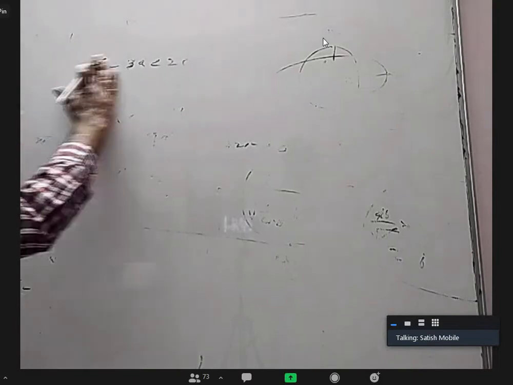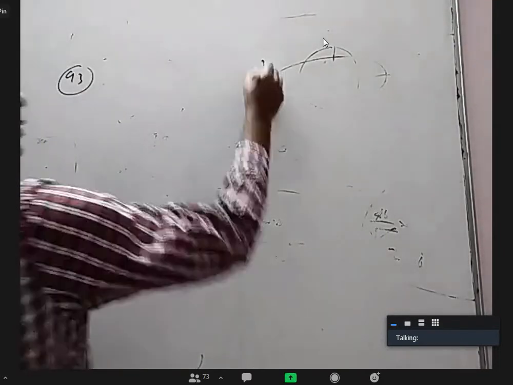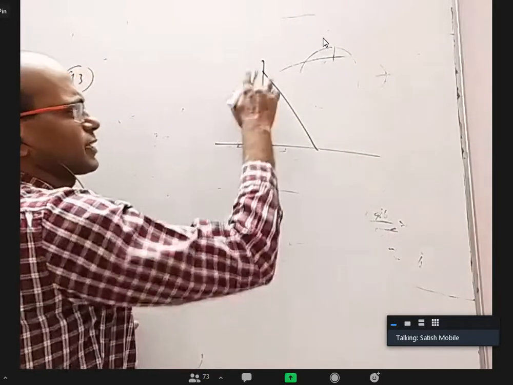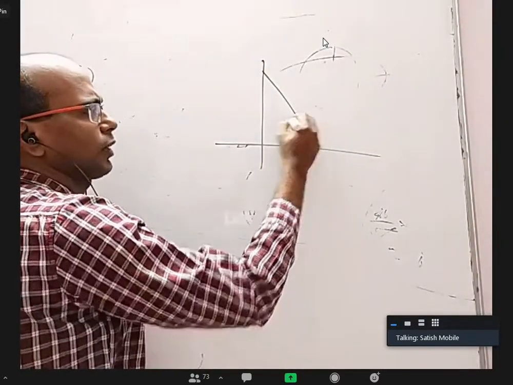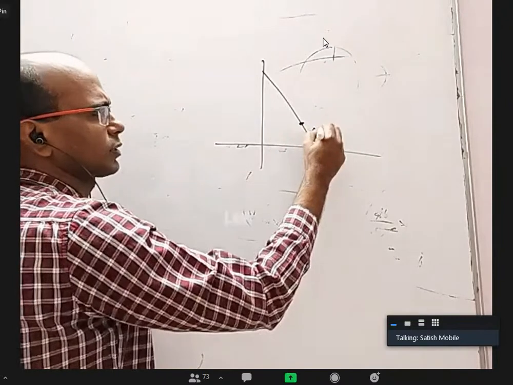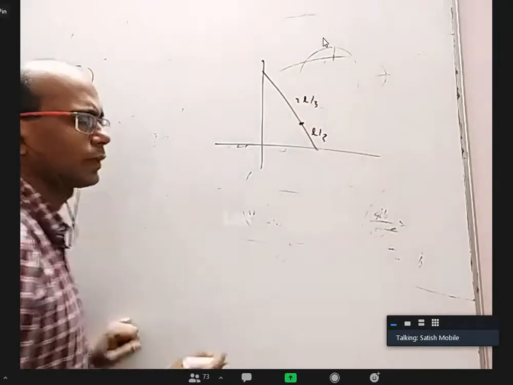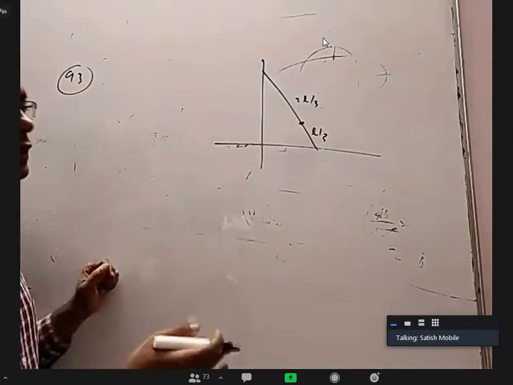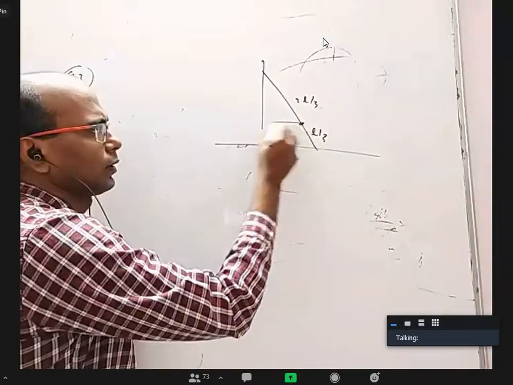Okay, 93. Basically the question is, there is a rod of length L, one end is always on the x-axis, one end is always on the y-axis. There is a point where this is L/3, this is 2L/3. As it is sliding, this point will trace some locus. That locus is an ellipse, and what is the eccentricity? How is it an ellipse?